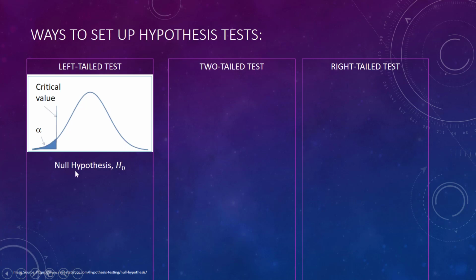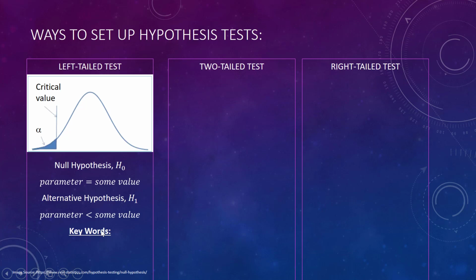In a left-tail test, our null hypothesis is H0. It states that the parameter is equal to some value. Then we have our alternative hypothesis, H1, which states that the parameter is less than some value. Again, because it is a left-tailed test, we are shading to the left of the critical value, and therefore we are using the less than symbol in our alternative hypothesis. The keywords to look for to know that you will be doing a left-tailed test are decreased, fewer, or less.